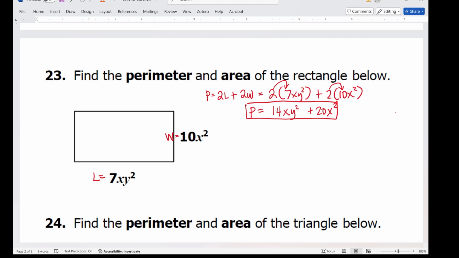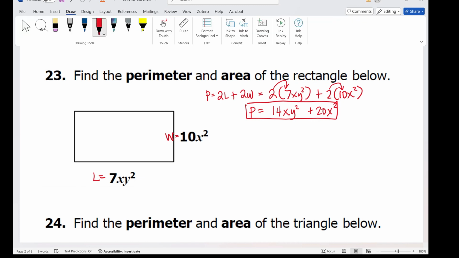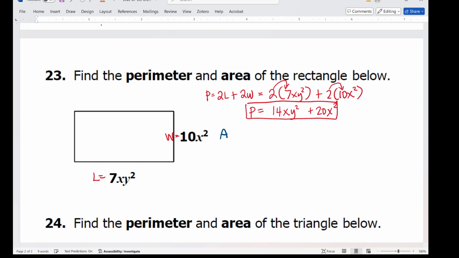Now let's solve the area. Let's use a different color. So the area of a rectangle will be length times the width. Using this formula, I'm going to substitute the values of my length, which is 7xy squared, times my width, which is 10x squared.